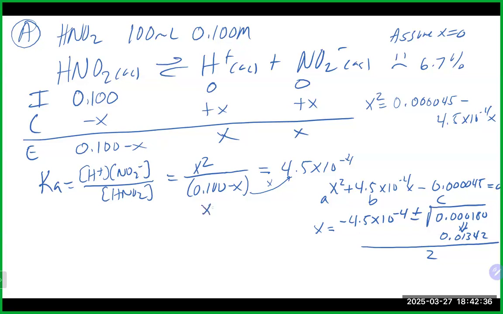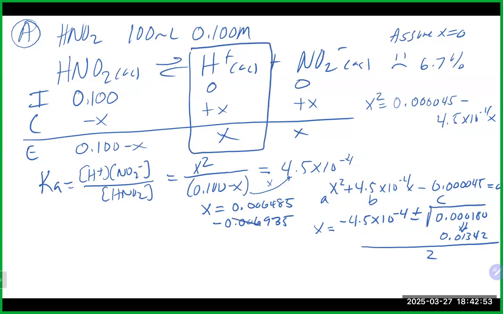That's going to give us our 2 x values. We get an x that's equal to 0.006485 going the plus way. Going the minus way gives us a negative 0.006935. As you could probably guess here, since H plus equals x, the negative is not going to work very well for us here. So it does need to be the positive guy. So that would be our molarity for our H plus. Any questions on that there?